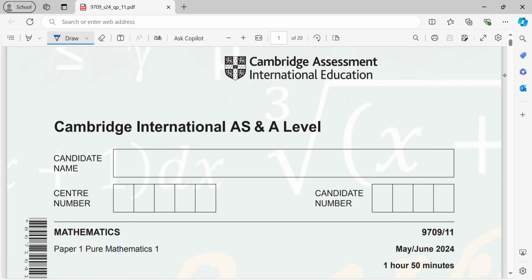This video is to discuss Cambridge International AS and A-Level Mathematics Paper 1, which is the Pure Mathematics 1 for May-June 2024, and the code is 9709/11. So let's move on to question number 1.